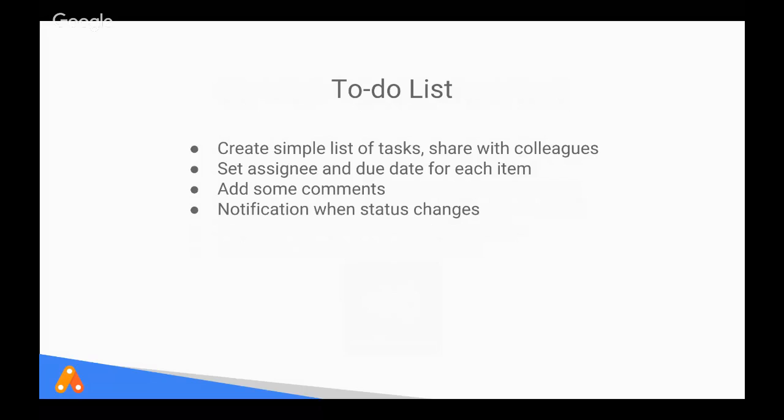Let's go. Okay. Yeah, this one. So the next idea is a to-do list. A pretty simple app. Many of you use to-do lists on a daily basis. So the idea is that each employee can create simple lists of tasks, many lists, make some lists private, and share some with colleagues, set assignees and due dates for each item, add some comments, maybe attach some files from Drive, and get notifications when status changes. So it's a really simple tool for tracking tasks to do and so on.